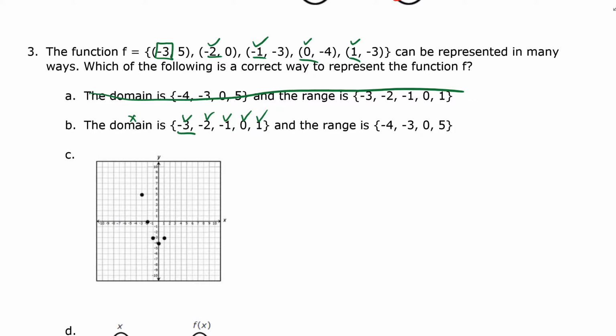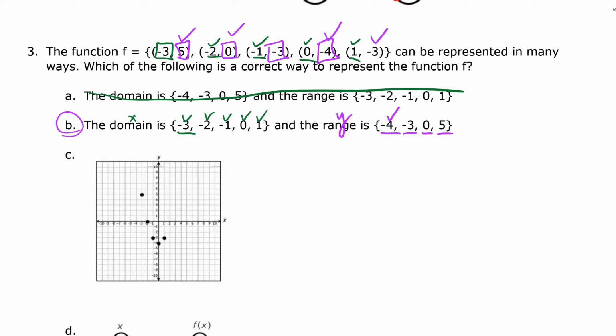Now we're going to check out the range, which is y. -4. Looking for a -4. There it is, so that one works out. -3 works. 0 works. 5 works. So that is the domain and range.